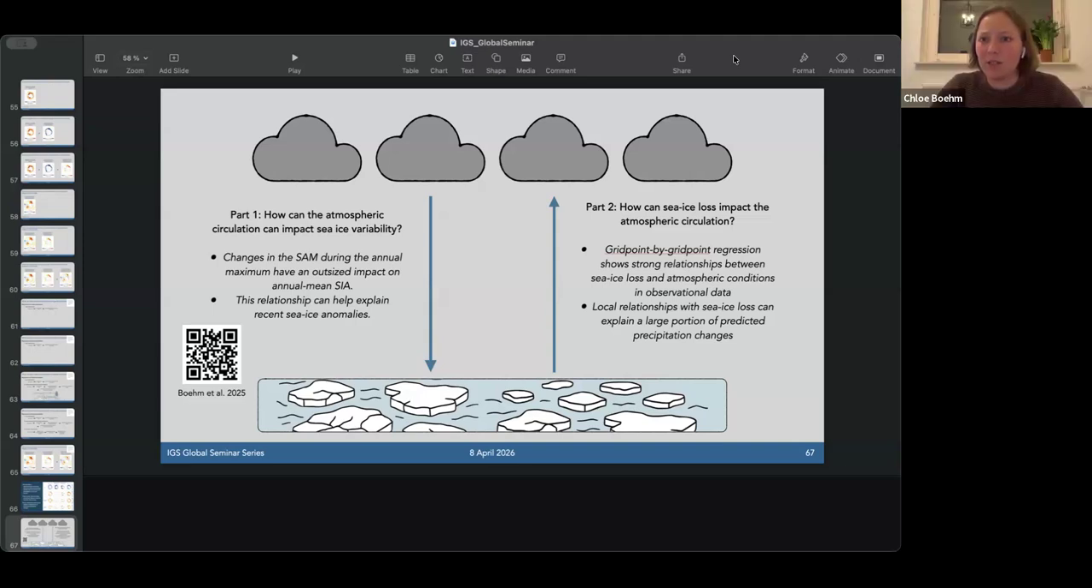I think there are definitely similarities. Obviously the circulation patterns are different, but there are general through lines of how changes in wind patterns, precipitation, and pressure patterns can impact sea ice in the Arctic as well. And for the second part of the project, how the sea ice loss can impact atmospheric circulation, some of the results I showed have also been shown to be true in the Arctic.